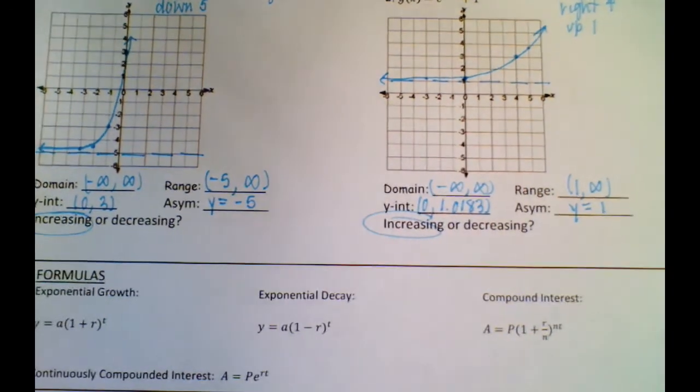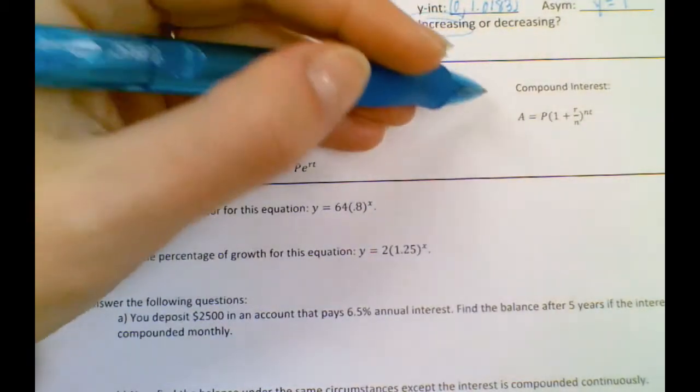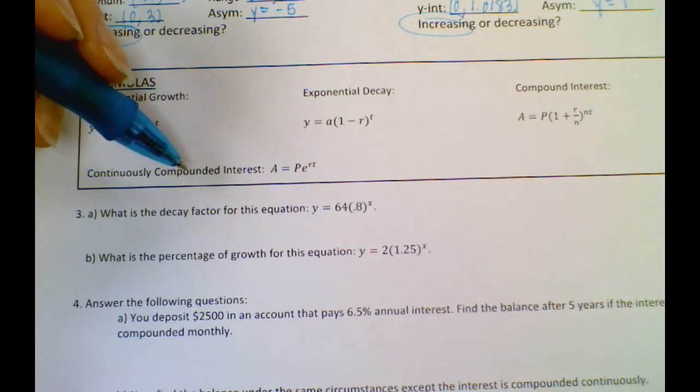Okay. These formulas down below. So we got exponential growth, exponential decay, compound interest, and continuously compounded interest.